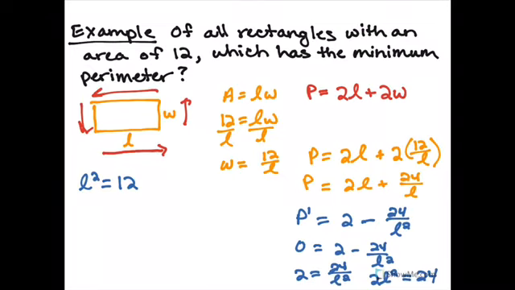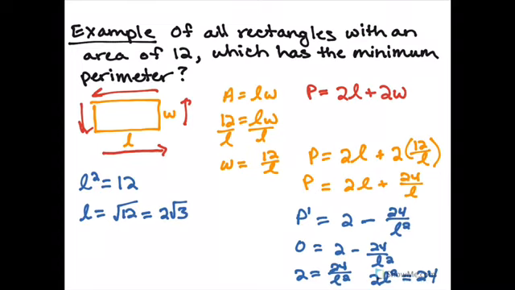If I take a square root, I'm going to get plus or minus the square root of 12. Does it make sense to get a negative here? No, because it's a length. So we're only worried about the positive square root of 12. And 12 is 4 times 3, so I can simplify this and make it 2 root 3. Okay, so I have my length.